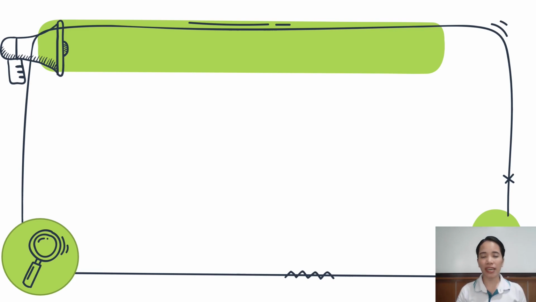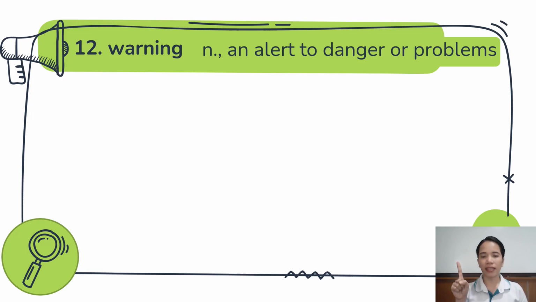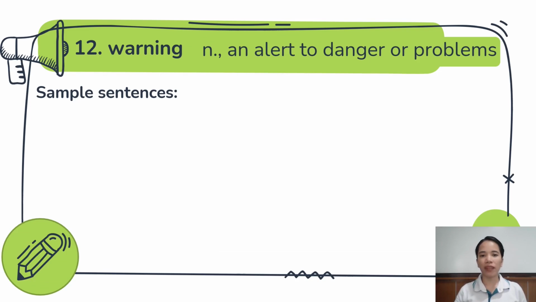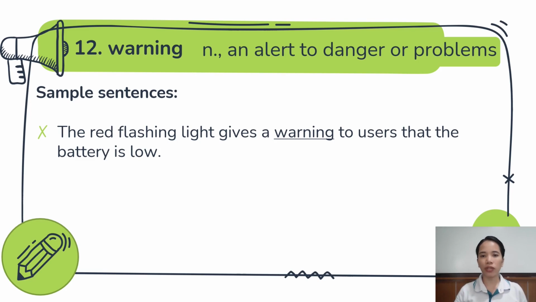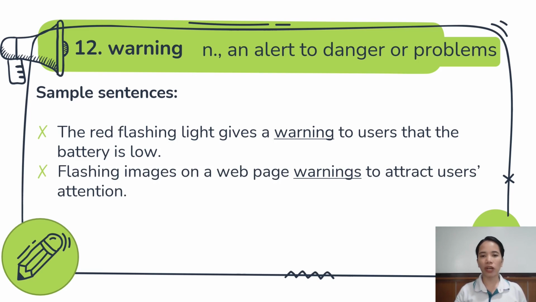Our last word is warning. It is a noun which means an alert to danger or problems. Examples. The red flashing light gives a warning to users that battery is low. Flashing images on a web page warn to attract users' attention.